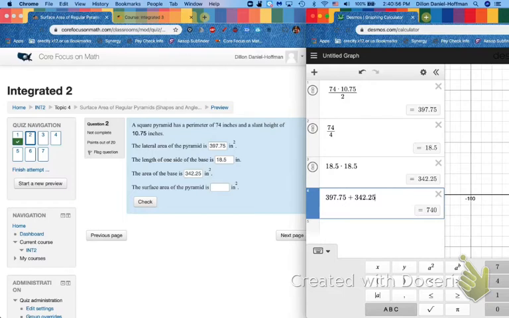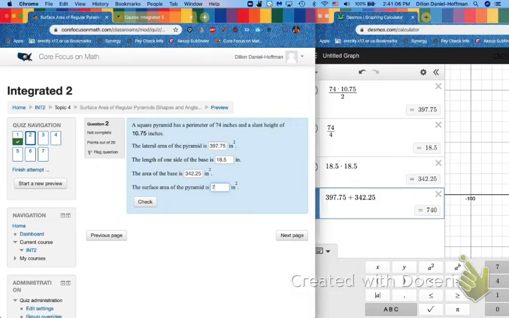So again, pause this if you need me to slow down. You want to add your first number plus your third number. If you have done it correctly, you're going to hit check.